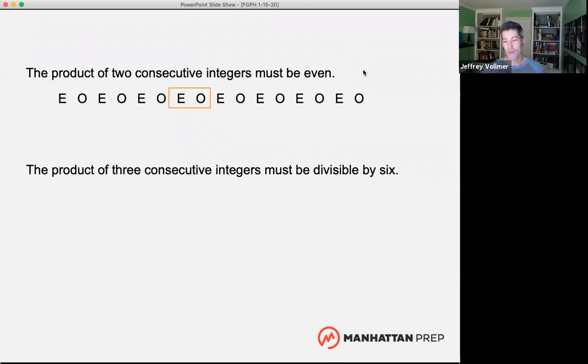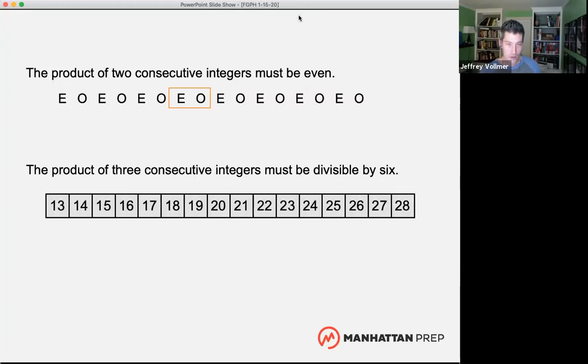Sharon, why does it always contain a multiple of three? And Gui, maybe you can chime in too. You guys are saying similar stuff. Always contains a multiple of three. I've just chosen some random integers here. Let's do this. Let's get some blue on the screen.